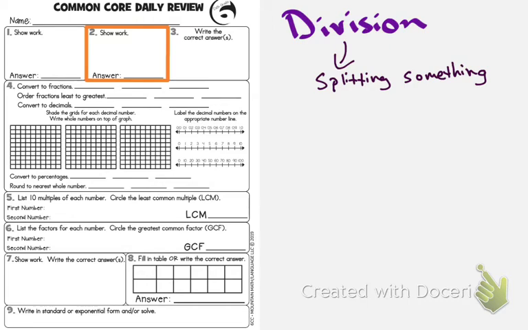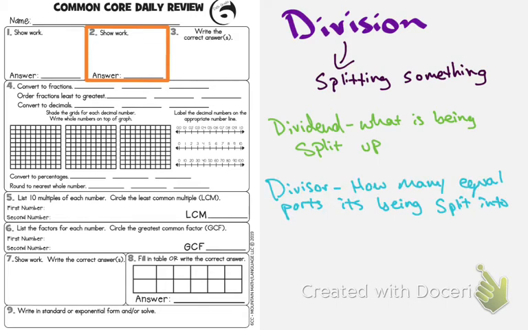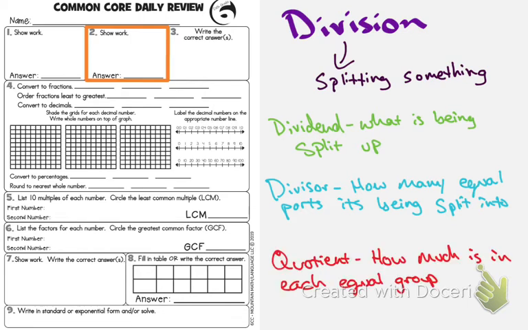The first part is what's called the dividend, and that is the thing or the number that is being split up. It's what is being split up into groups or into equal parts. Then, if we've got something that's being split up, we also have the divisor, which is how many equal parts it's being split into. And that leads us to the quotient, which is the answer to our division problems, which also tells us how much is in each one of those equal groups.